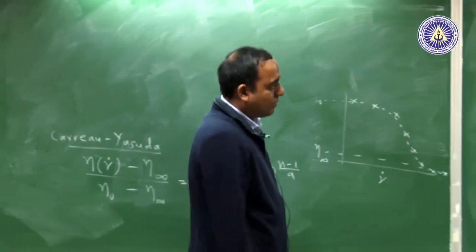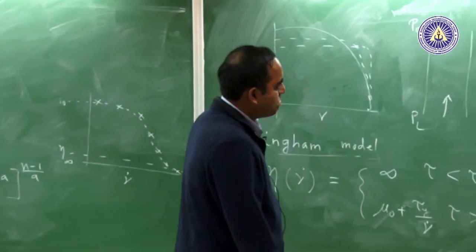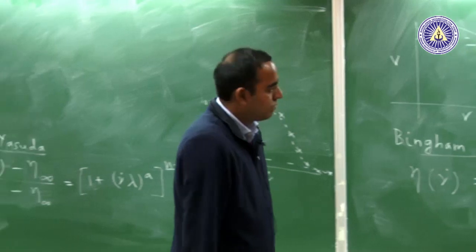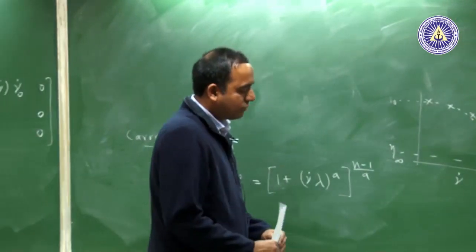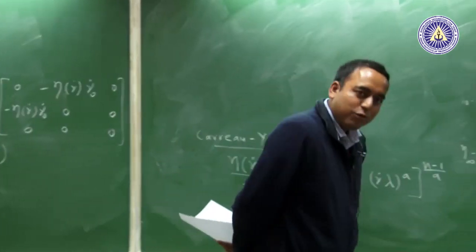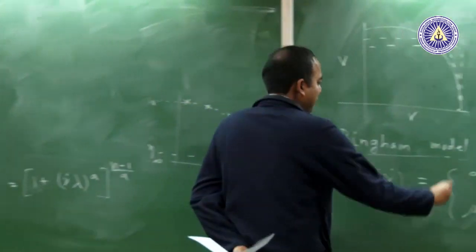Right, but that line could also be horizontal, it could also curve up. Yeah, all that is different. Does it necessarily have to be Newtonian post yield? No, but that is a separate class of models.